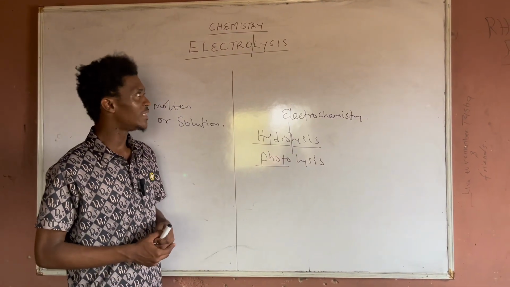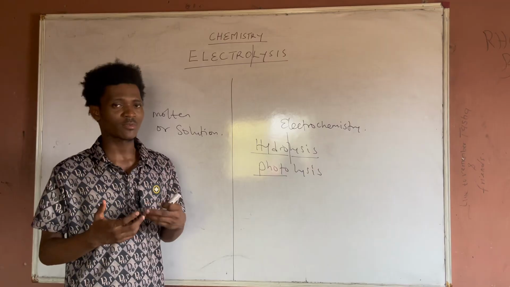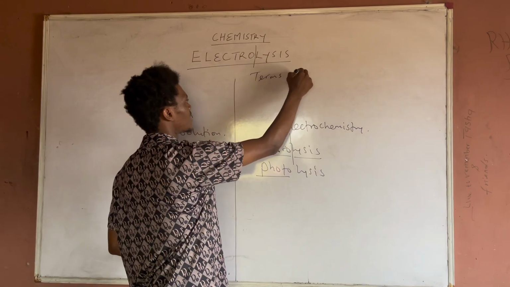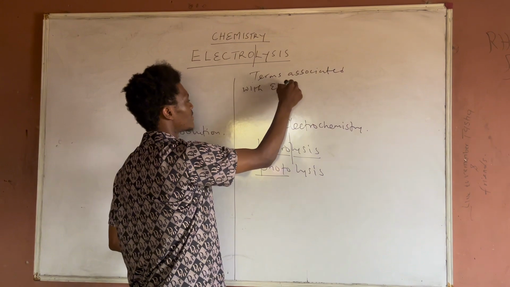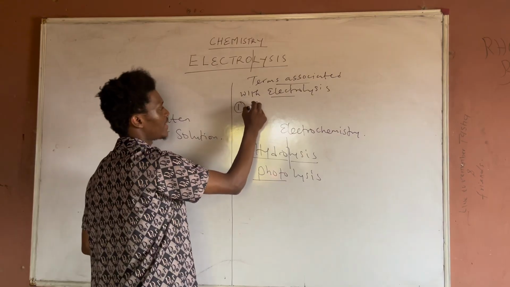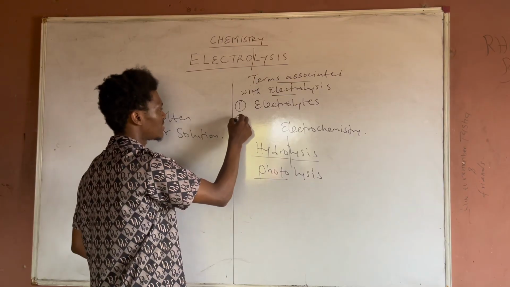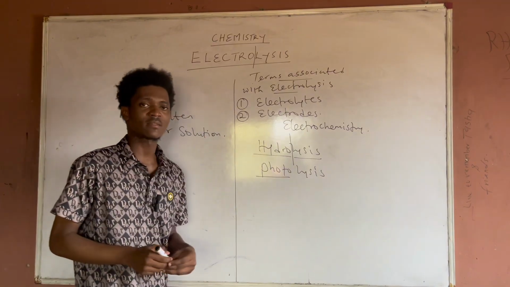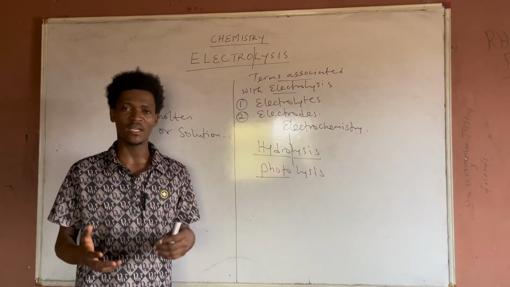All right. So let's see the overview of this electrolysis. What are some terms that are associated with electrolysis? The first we have is electrolytes. These are things that you must know about electrolysis. And the second is electrodes. We have electrolytes and then we have electrodes. So let's understand these two terms that are associated with electrolysis.